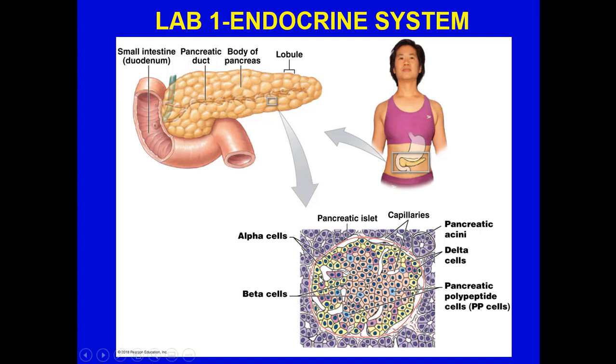Alpha cells produce glucagon. Beta cells produce the insulin. It is the delta cells that produce somatostatin, and the pancreatic polypeptide cells, the PP cells, will produce that unique protein hormone called pancreatic polypeptide. That's all you need to know right now.